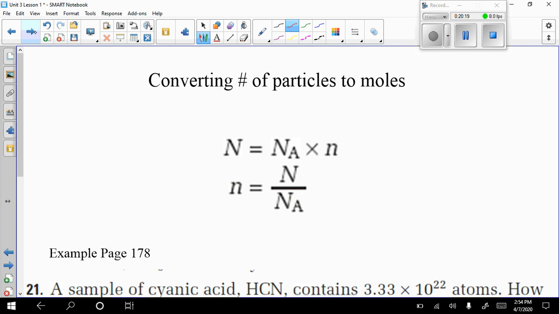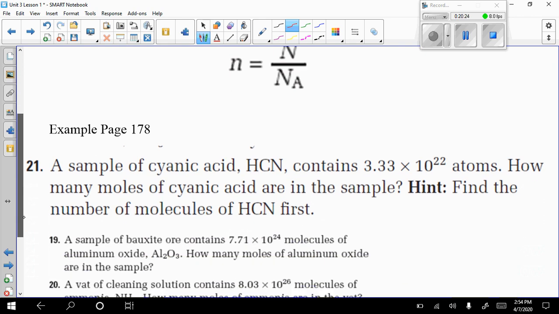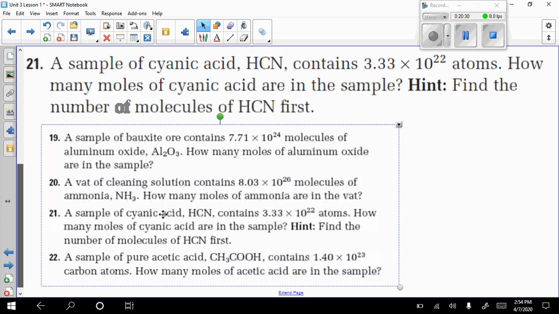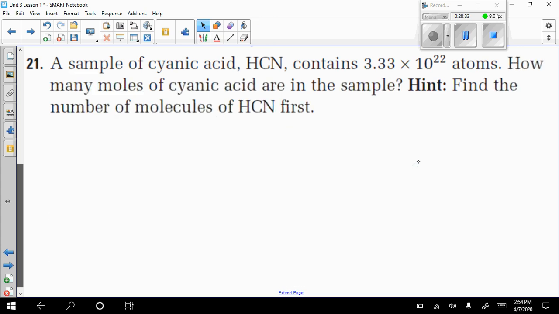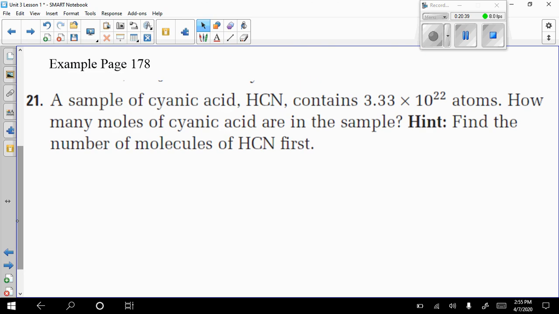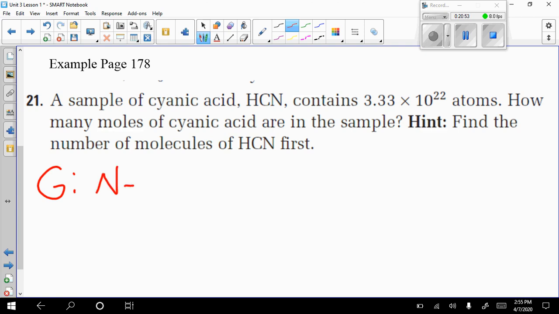You could also go from the number of particles to the number of moles. So this is another example, number 21 here. I'll just do 21. It says, okay, a sample of cyanic acid, HCN, contains that number of atoms. Okay, so let's start this off. Given, I'm given that number of atoms. So capital N is equal to 3.33 times 10 to the 22 atoms.